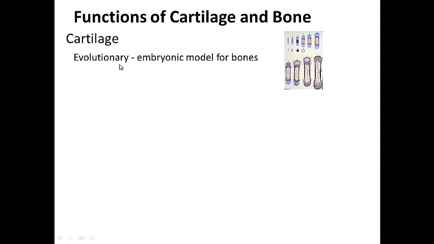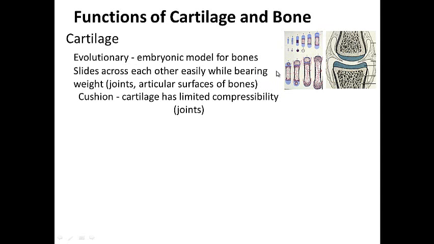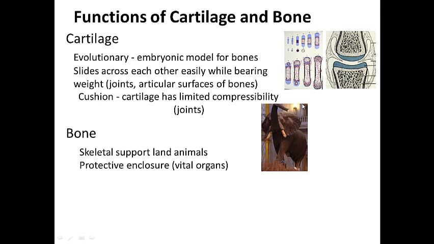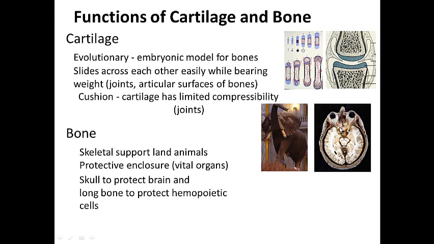In terms of the evolutionary and embryological model of bones, before we had bones, we had cartilage as our tissue support. Also, cartilage slides across one another very easily, and it's somewhat compressible, so it prevents bone from touching bone at the articular surfaces and acts as a cushion. Bone now supports land animals. It also supports whales, but this animal would not be able to stand up without bones. It also protects its vital organs, liver, lungs, and even the brain.